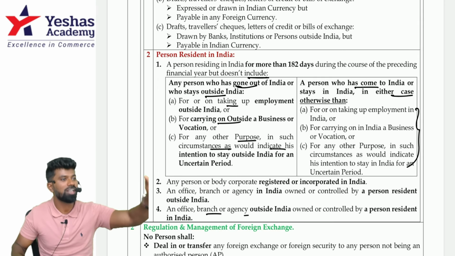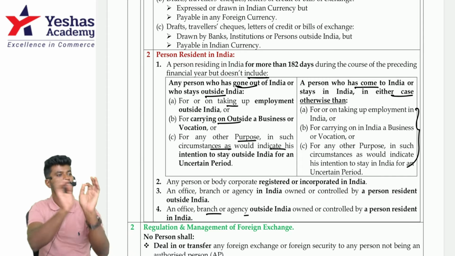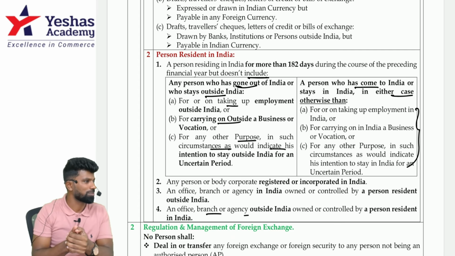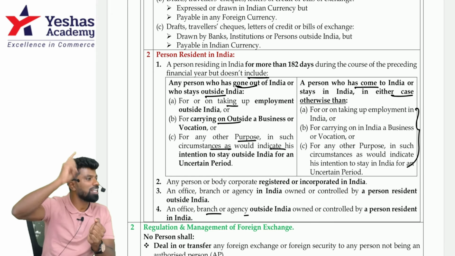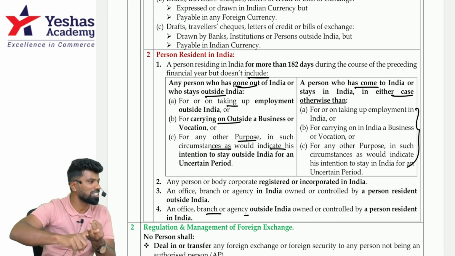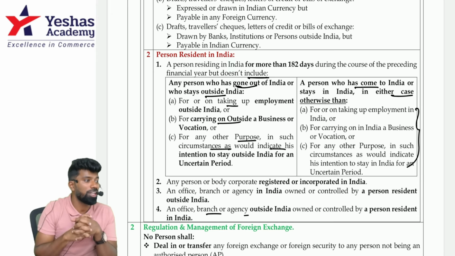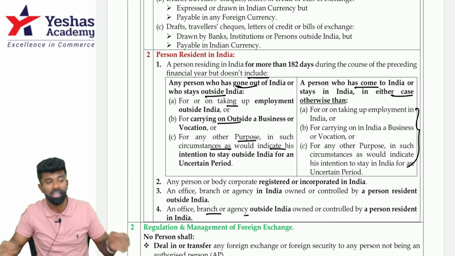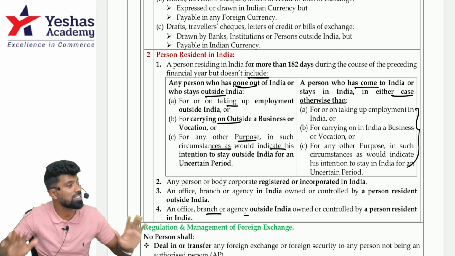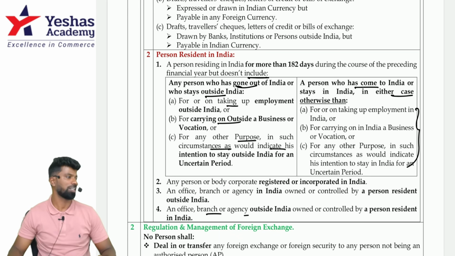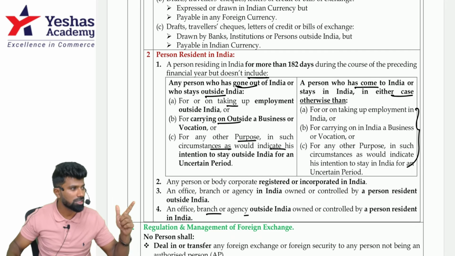Any person who has stayed for a minimum of how many days? 182 days is called as what? Resident in India. But there is an exception. If a person leaves India for employment purpose or business purpose or for an uncertain period, even if he has stayed for more than how many days? 182 days. Still he is not considered as what? Resident in India. If he is going for some other purpose, he is called a resident in India. Are we clear with this?